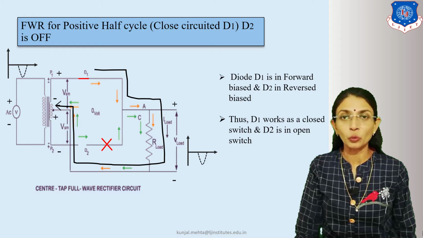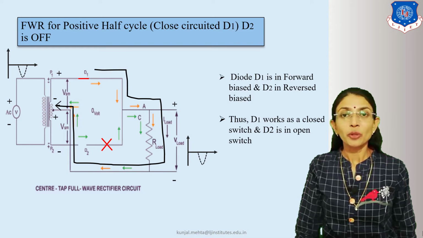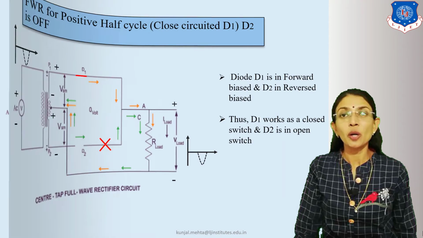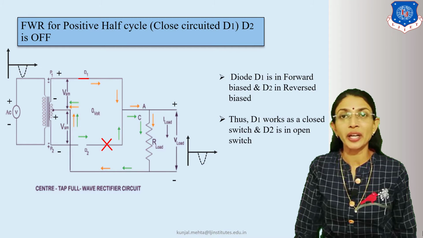Let's assume the center tapping is O. So according to this, the current flows from top to bottom through the load resistance, right? From plus to minus. Now let us see the operation of the full wave rectifier.